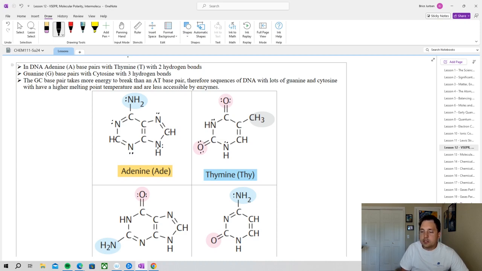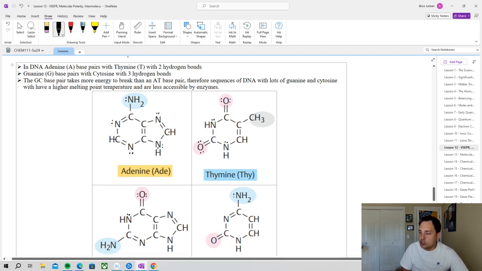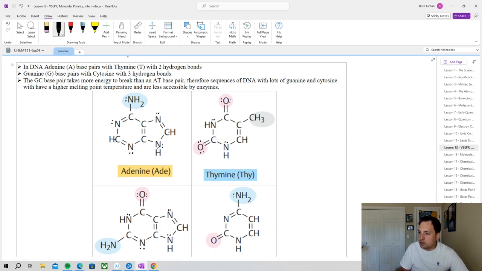And then these bases will be attached to the rest of the nucleotide, which is a sugar, a carbohydrate. And then on the end of that, there'll be some phosphate groups. It's overall a very big molecule. And then DNA is even a bigger molecule. It's a whole bunch of these connected together.